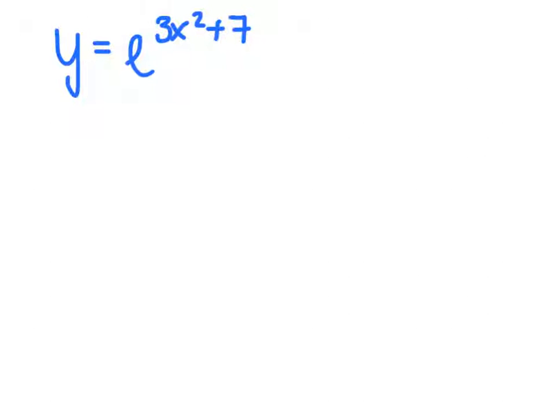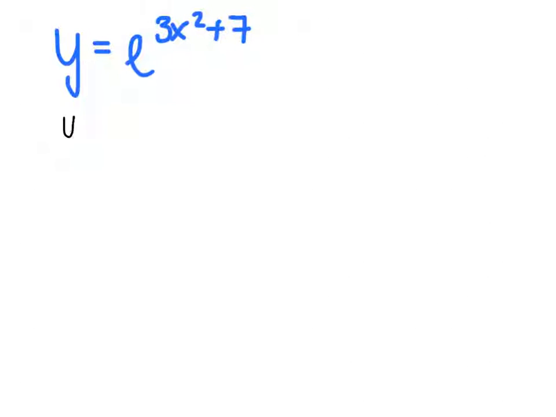So instead of e to the x here, I've got e to the power of 3x squared plus 7. Now, I know how to differentiate e to the x. I know how to differentiate 3x squared plus 7. So I must have a chain rule problem here because one of these functions is tucked inside the other one. It's in place of something I would know how to differentiate. So let's set up a chain rule problem.